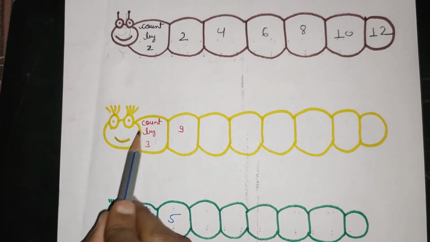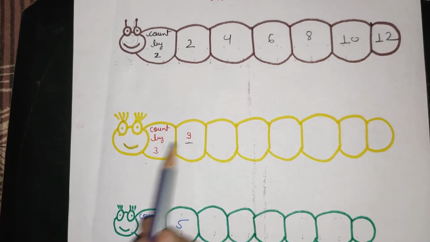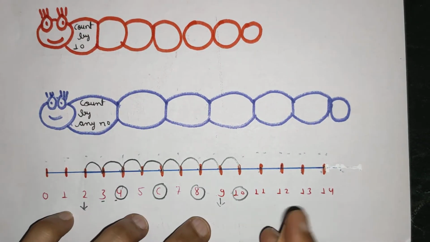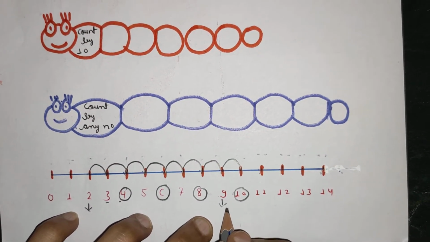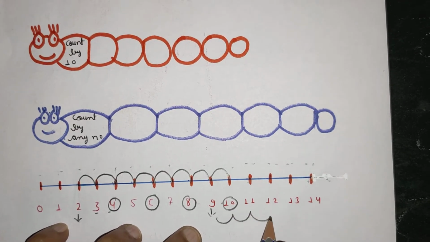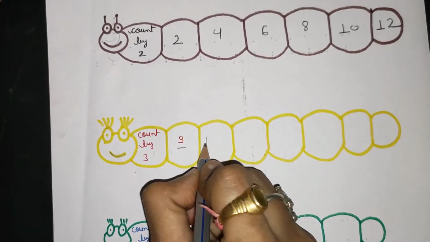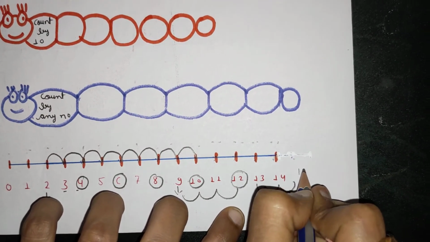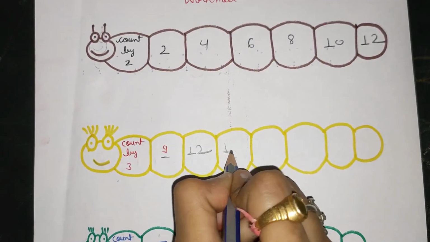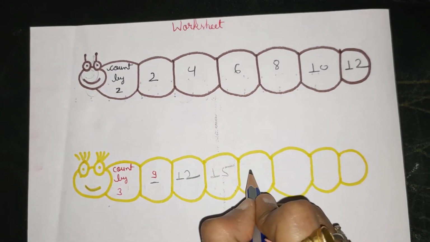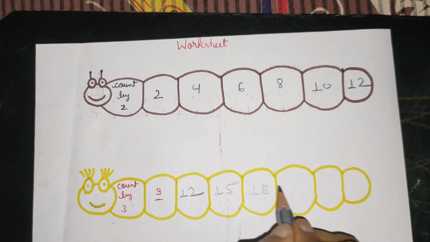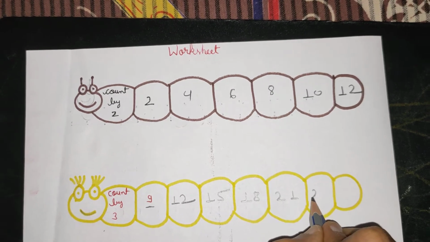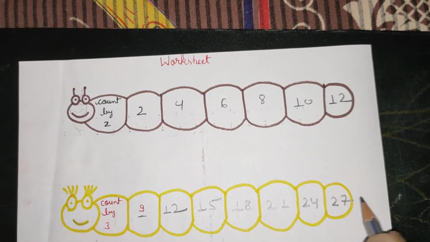If I am talking about count by 3, here I'm starting from 9. Where is 9? Here. Now you have to skip the 3 numbers. So first number, second number and third number. What is the answer? 12. Now again, the first number, second number and third number will be what? 15. So the answer will be 15. Then 18. Then 21. Then 24. And then 27.